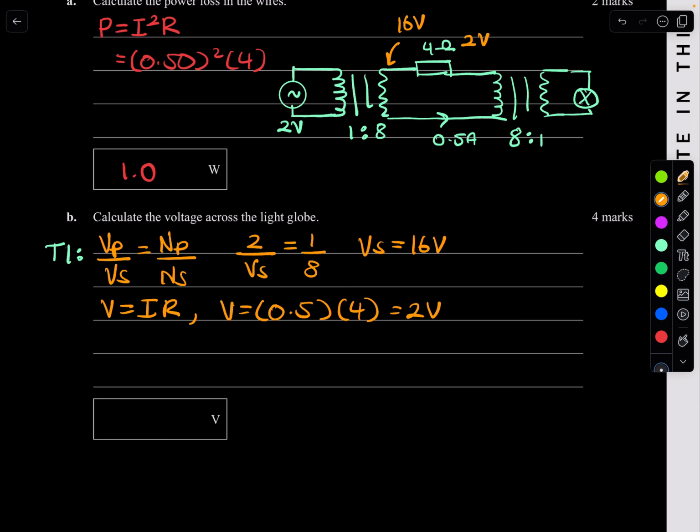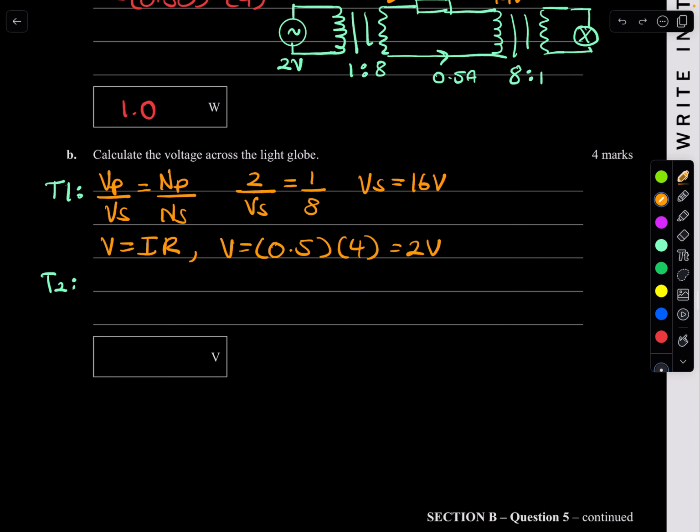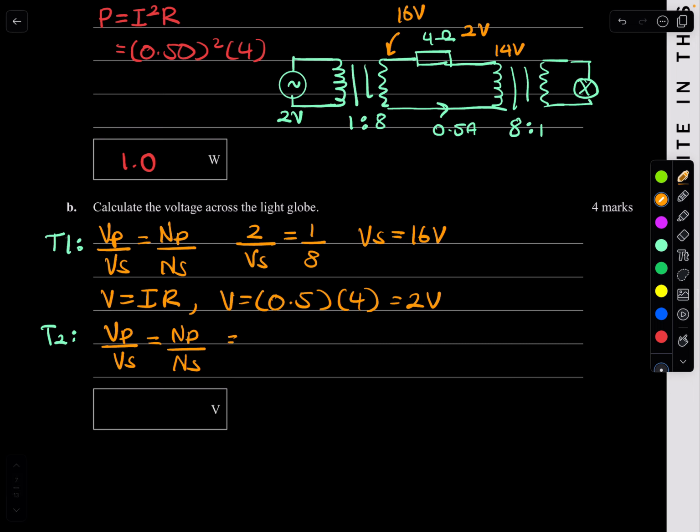So if this consumes 2 volts, what goes to this transformer is only 14 volts. And so again, we use the ratios, but now for T2. That's going to give us our output voltage over here that goes to that lamp. So again, we write VP, VS, NP, and NS. Your primary voltage is 14 over VS. It's an 8-to-1 ratio, so it's going to be 14 divided by 8. It's just going to be 1.75 volts. Your secondary voltage is 1.75 volts.